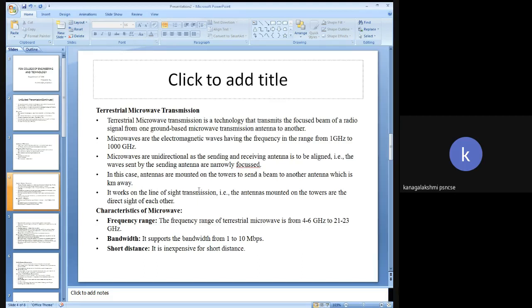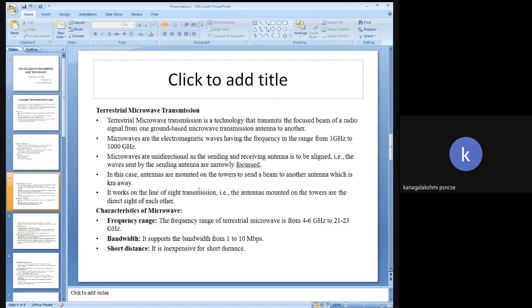Okay, but they are mounted on the towers. So to send a beam to another antenna which is some kilometers away, it works on line-of-sight transmission. That is, antennas mounted on towers face directly towards each other.